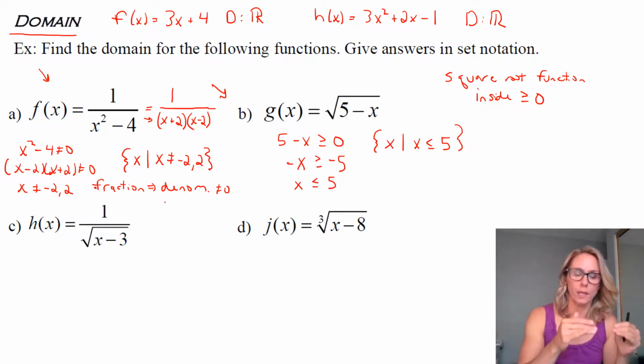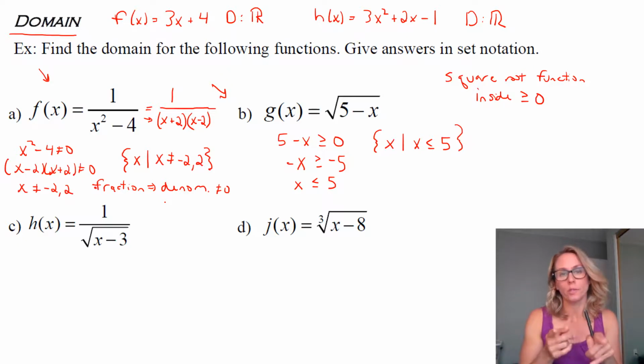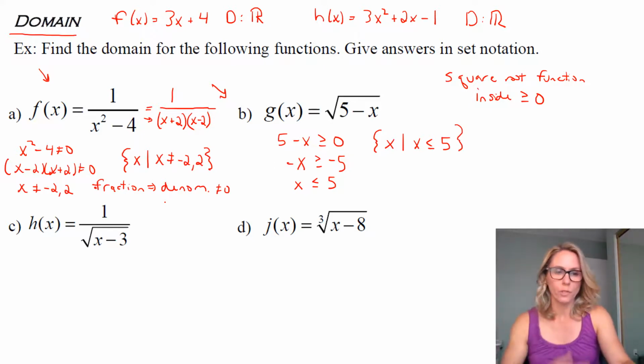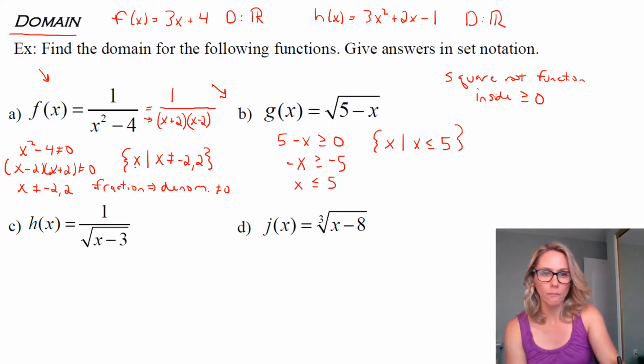If you have something in a denominator, it cannot be equal to 0. You cannot give any value where it's equal to 0. But because it's a square root, we also need it to be greater than 0. So putting those two things together, we've got a square root in a denominator, okay?